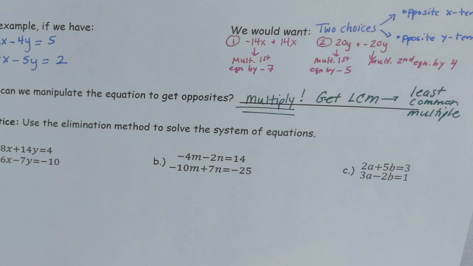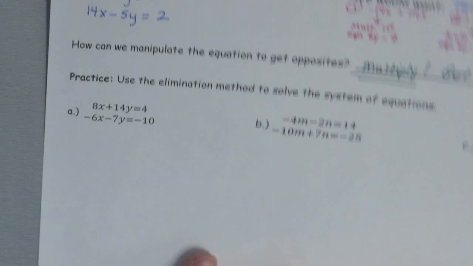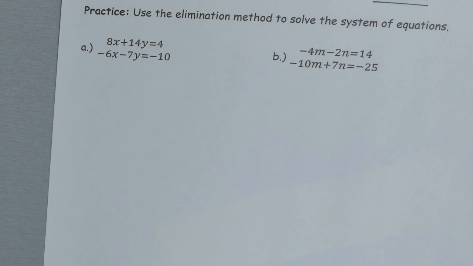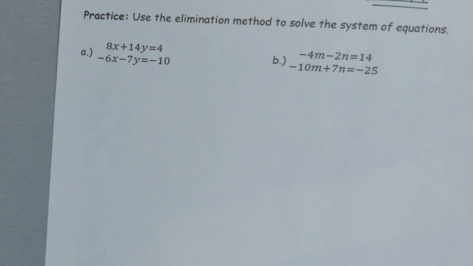We have 8x plus 14y equals 4 and negative 6x minus 7y equals negative 10. So the first thing that you're going to think about is, do I want to eliminate the x's or y's? And guess what? It doesn't matter. You can choose. It's just that sometimes there's a shorter way. So let's take a minute to look at these two. Do you have any feelings on which one you want to eliminate? Yeah, I think the y's would be a little bit quicker.